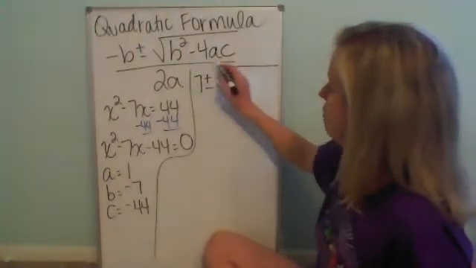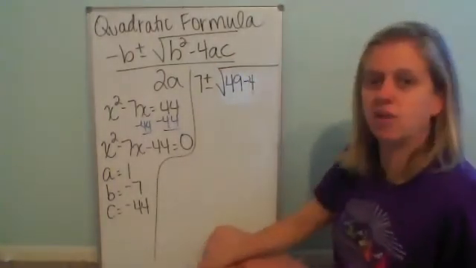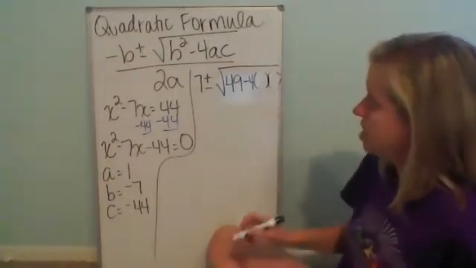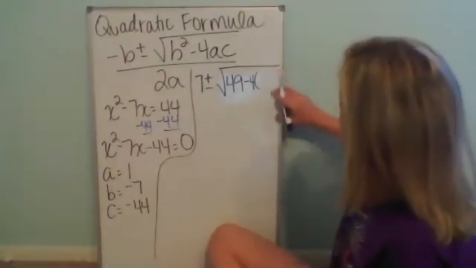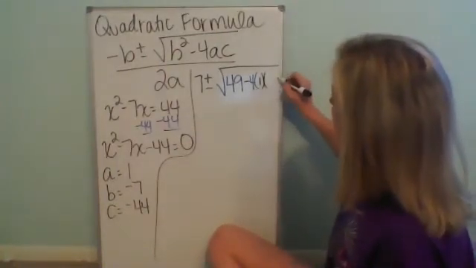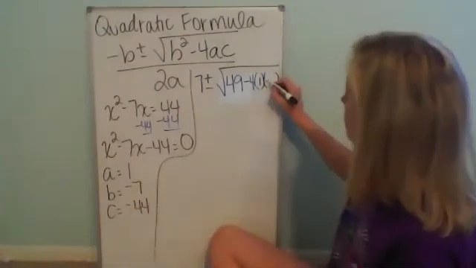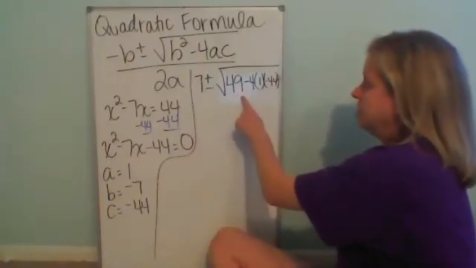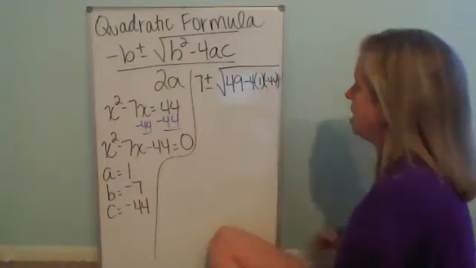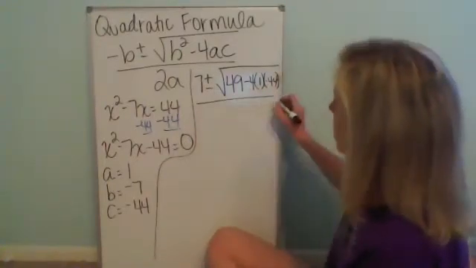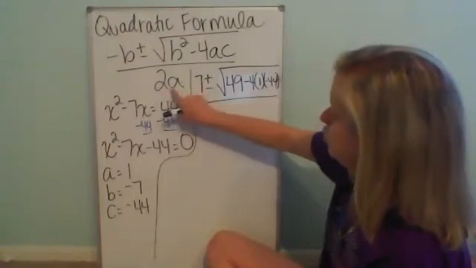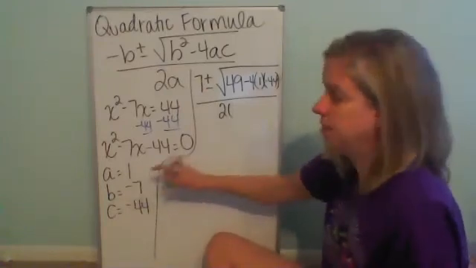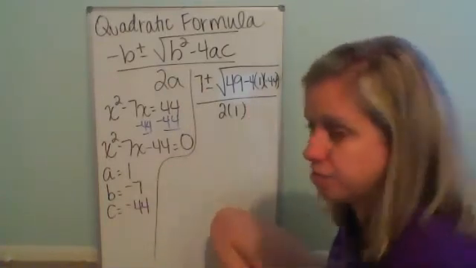Now, this is a -4 that's part of the formula, so I'm just going to bring it over. And then your A and C. Running out of room. So what is A? A is 1. And what is C? -44. So under here, I've got 49 minus 4 times 1 times -44. And then what's the bottom of the formula? 2A. So 2 times, what's my A? 1. So I've plugged in all my numbers.